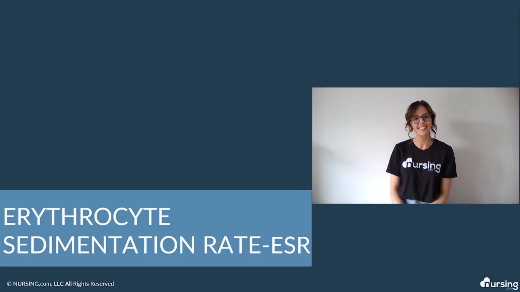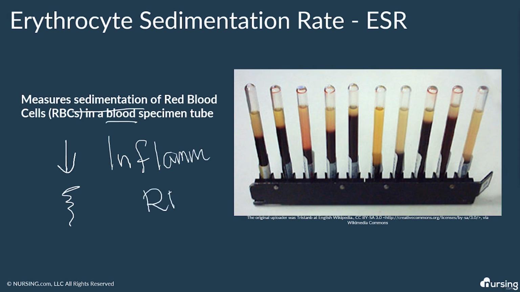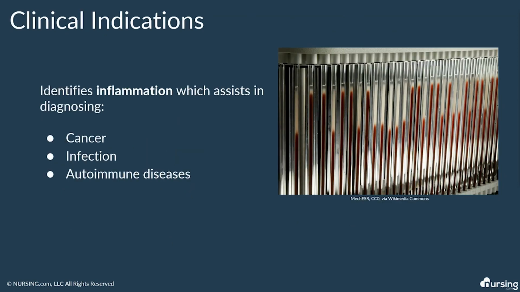Let's take a look. Erythrocyte sedimentation rate measures the sedimentation or the settling of red blood cells in a blood specimen tube. Now, in normal conditions, red blood cells don't settle very much. But in times of inflammation, the red blood cells get really sticky and they do settle. They sediment down at the bottom, as you can see here in some of these tubes. So a clinical indication would be when inflammation is present.